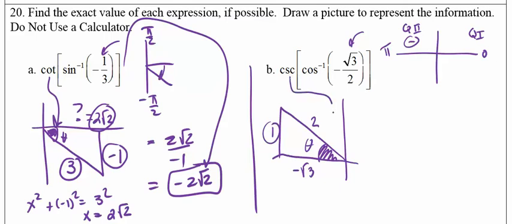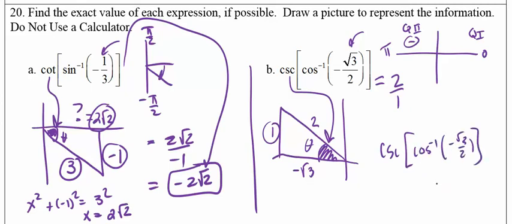So we want the cosecant of this angle, okay? So the cosecant is going to be 1 over the sine. So if the sine is equal to 1/2, because it's the opposite over the hypotenuse, then the cosecant has to be the hypotenuse over opposite, which in this case is a value of 2, because it's 2 over 1. So therefore, the cosecant of the inverse cosine of negative root 3 over 2 is just equal to 2. All right? That's a tough problem.